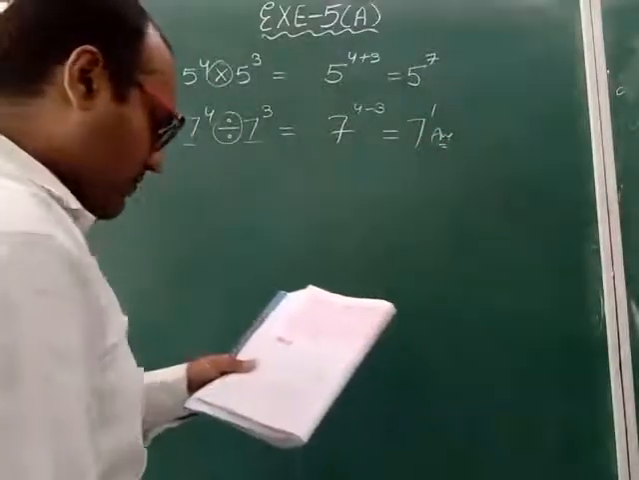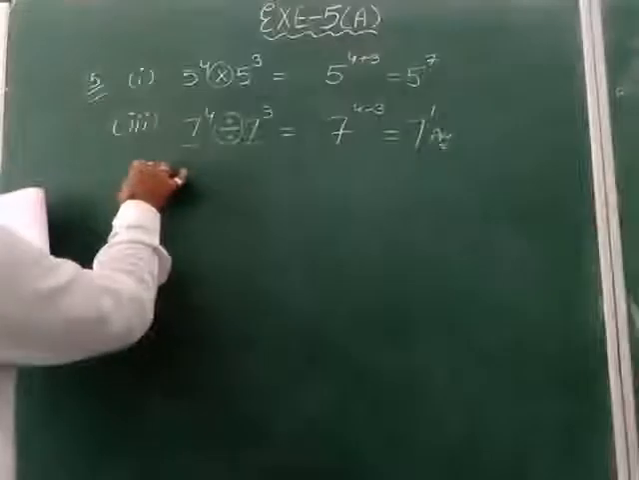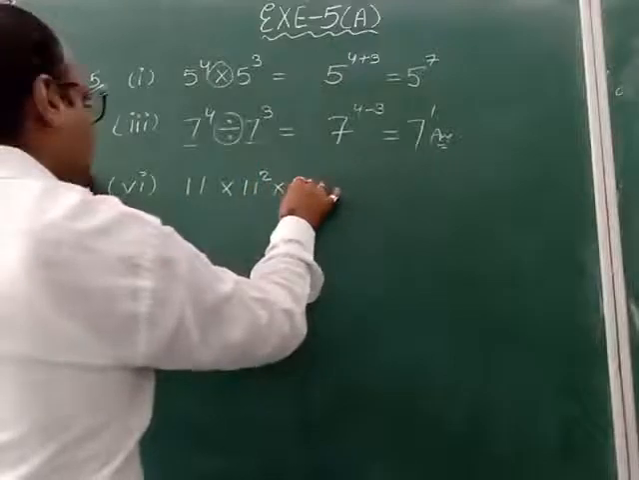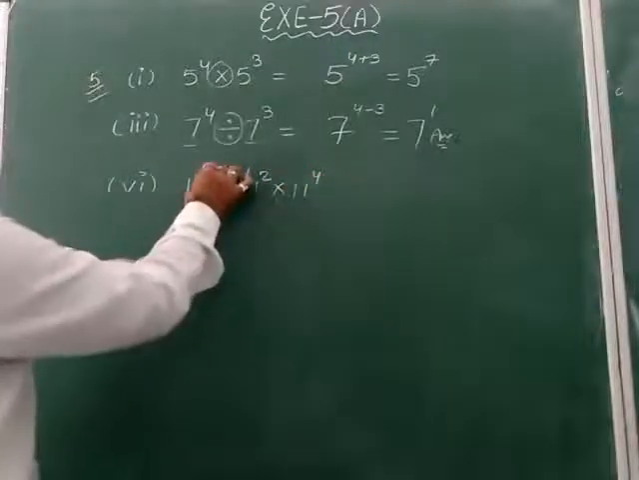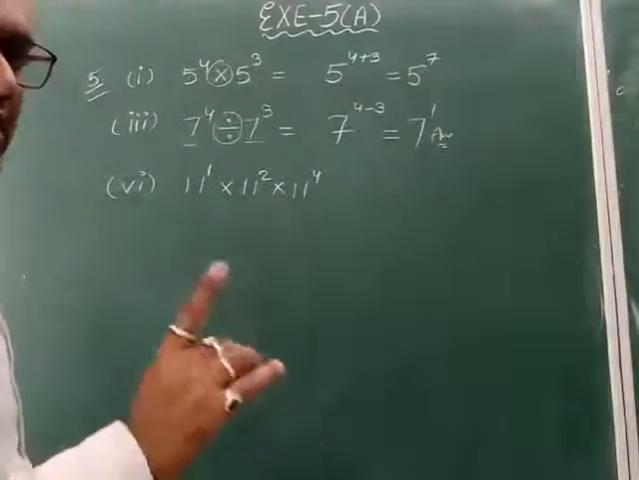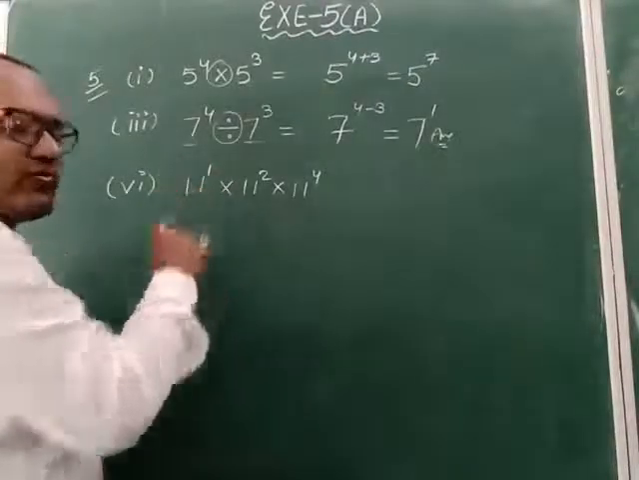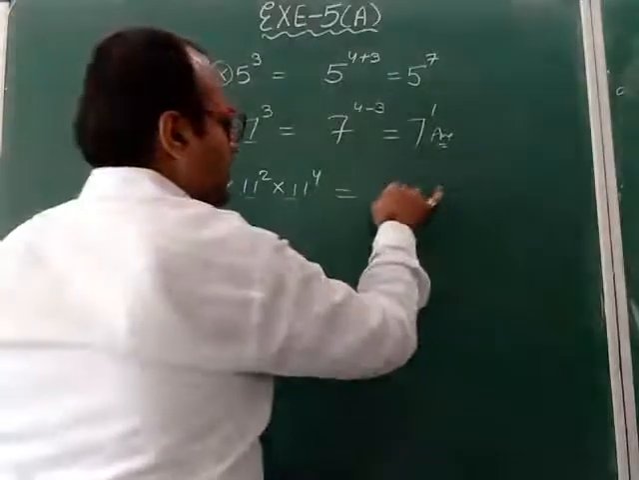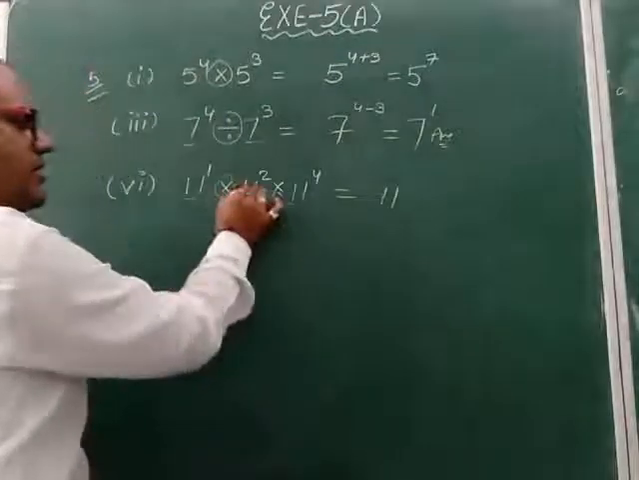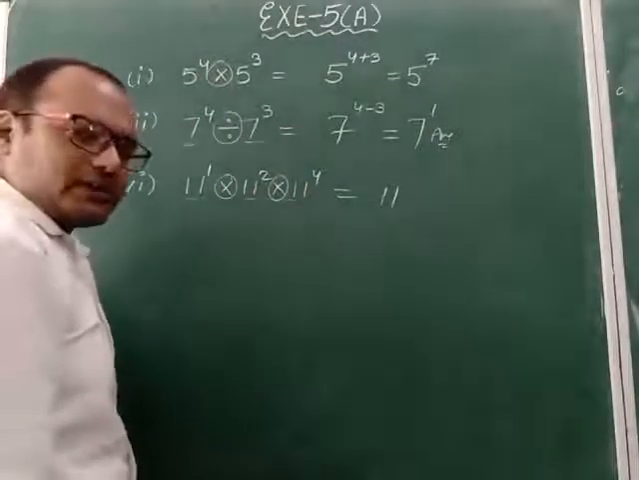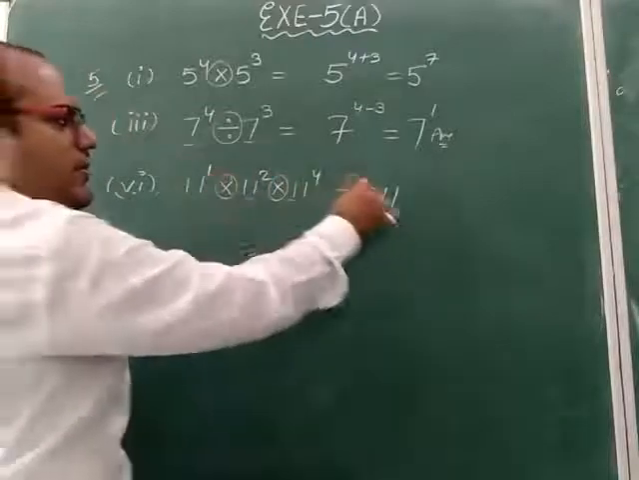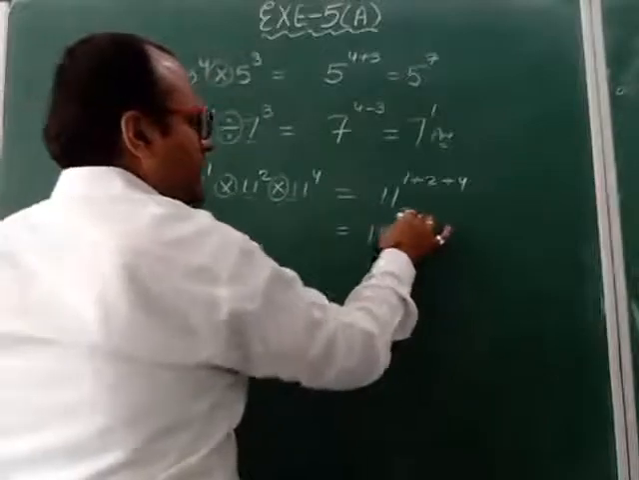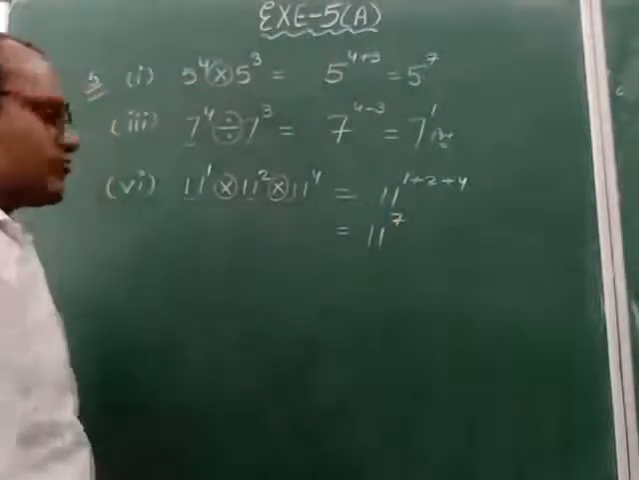See another part, number 6. 11 multiply 11 square multiply 11 power 4. In this, the power of the first 11 is not given. So whenever power is not given in the question, in that case you have to take power 1. Now all the bases are same, so base we write as it is. Between all the bases multiply is coming, that means we have to add all the powers: 1 plus 2 plus 4. So finally on solving it we will get 11 power 7. So like this you have to do 6th part.